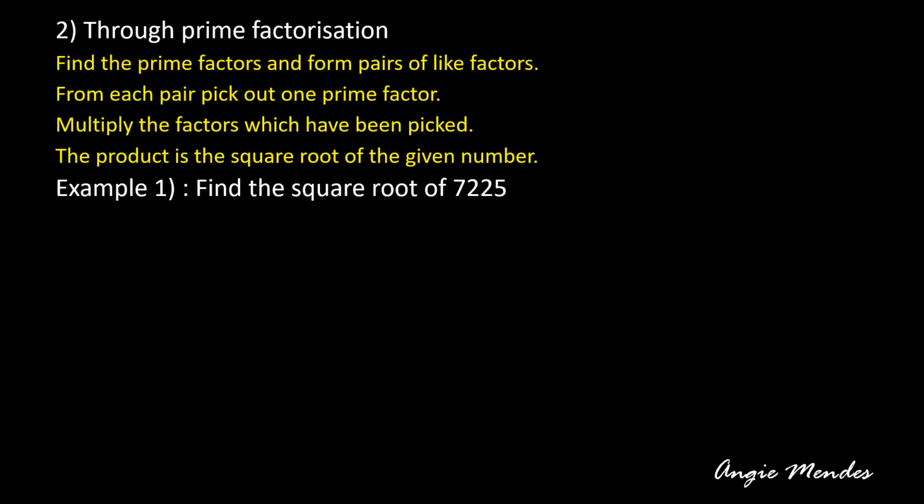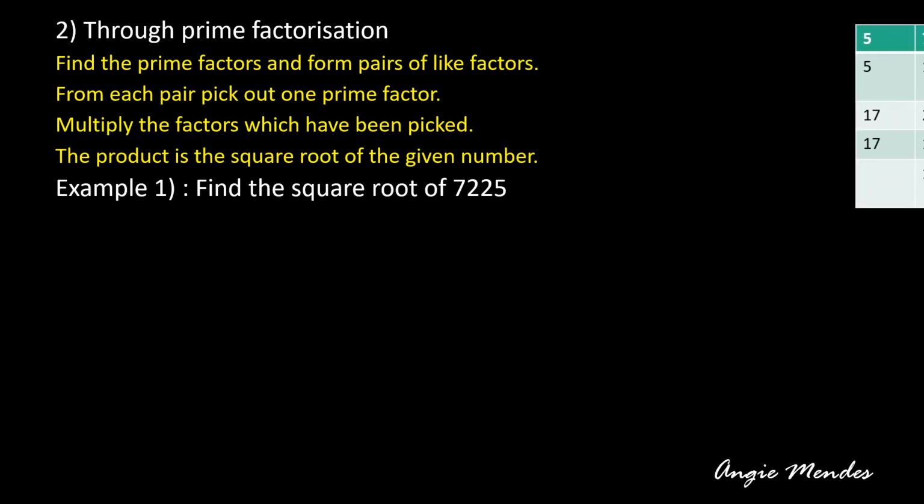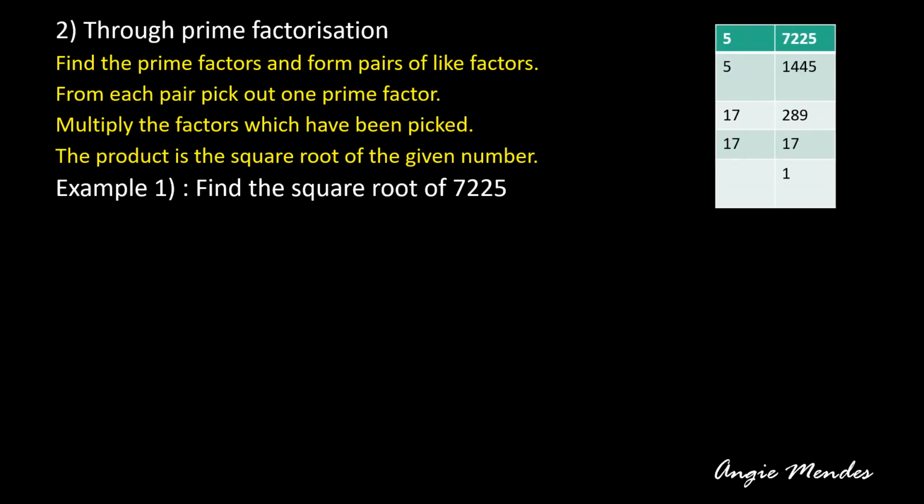If we are asked to find the square root of 7225, then we have to find the prime factors of this given number. So you will find the prime factors of 7225. So these are your prime factors. So you've already found the prime factors.